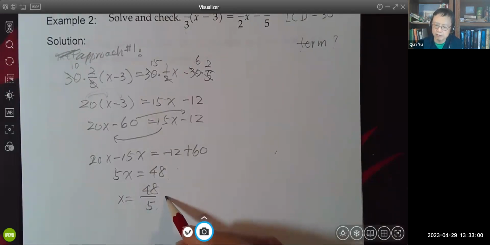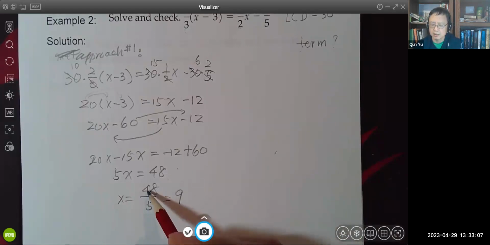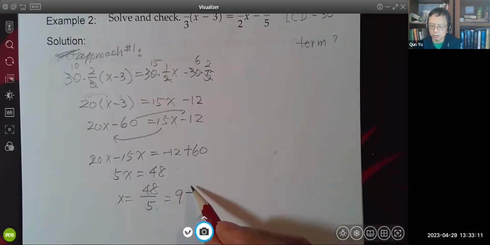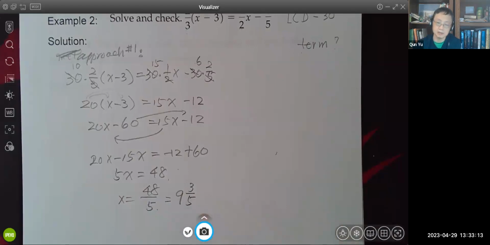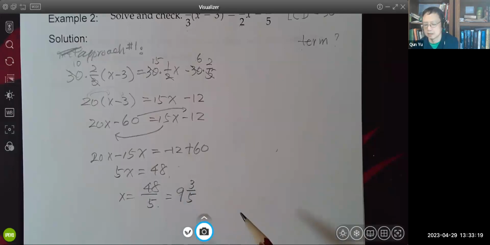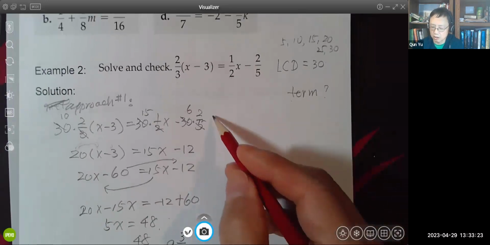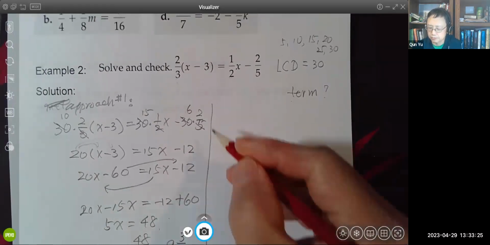And if you want to convert it to a mixed number, 5 times 9 is 45. So that's 9. 48 minus 45, that's 3. So 3/5. And you can double check by multiplying this together. 5 times 9, 45, 45 plus 3, 48. So that's our answer. Now let's look at our approach number 2.